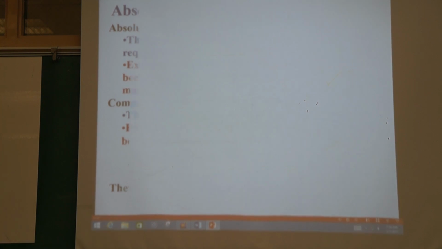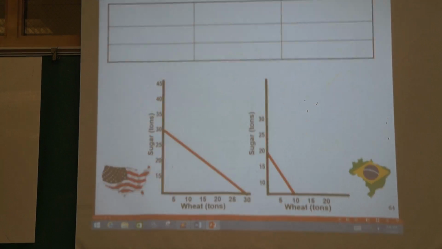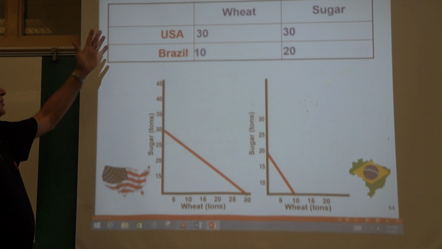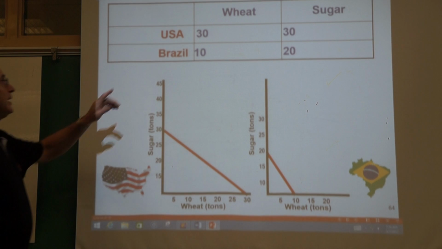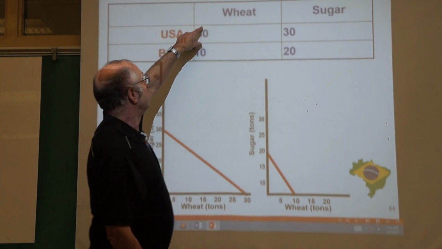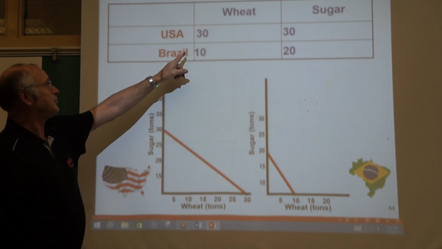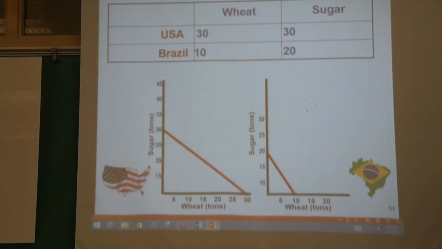Okay? Alright, I think I have an example. So this is tons of wheat. The first thing to think about is that it's an output, because it is in tons of wheat. Output is other over. What do I mean by that? If I'm looking at wheat, the other is sugar. 30 over 30 is 1. I'm looking at Brazil, the other is sugar. 20 over 10 is 2. The United States has a lower opportunity cost in wheat, so it should specialize in wheat and export wheat. Brazil has the lower opportunity cost in sugar, so it should export sugar.